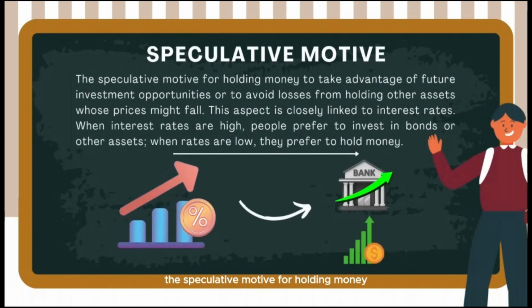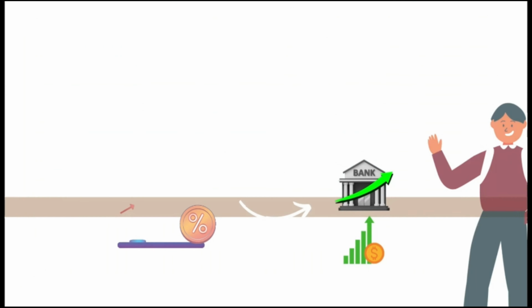The speculative motive is for holding money to take advantage of future investment opportunities or to avoid losses from holding other assets whose prices might fall. This aspect is closely linked to interest rates. When interest rates are high, people prefer to invest in bonds or other assets. When rates are low, they prefer to hold money.